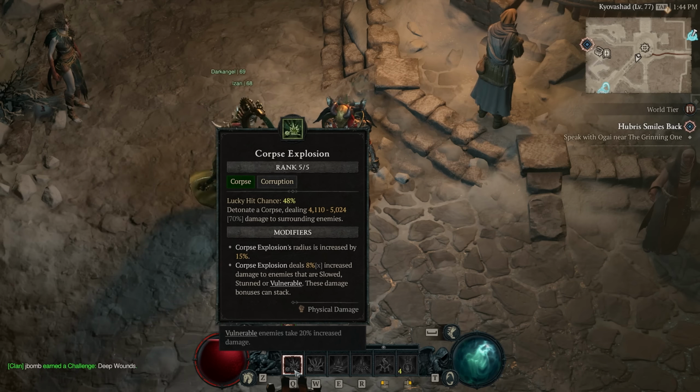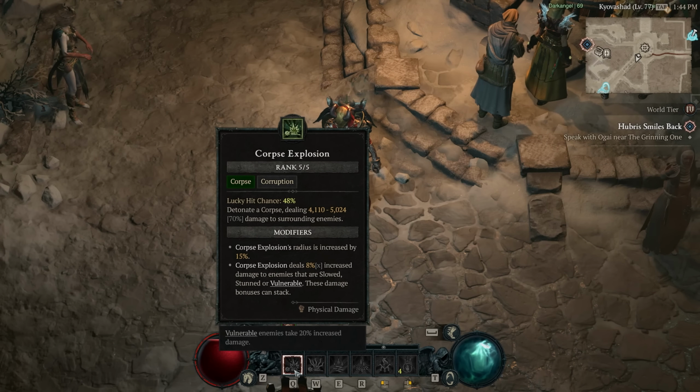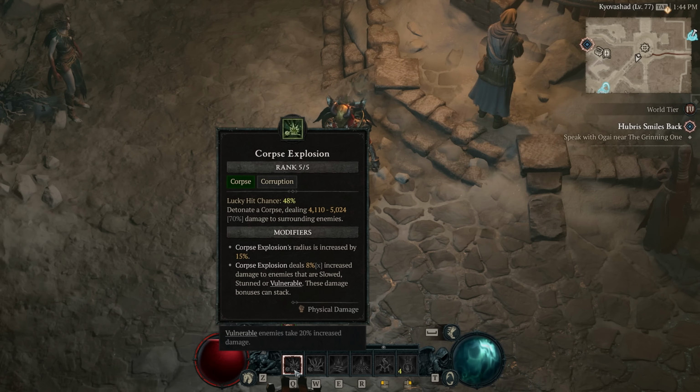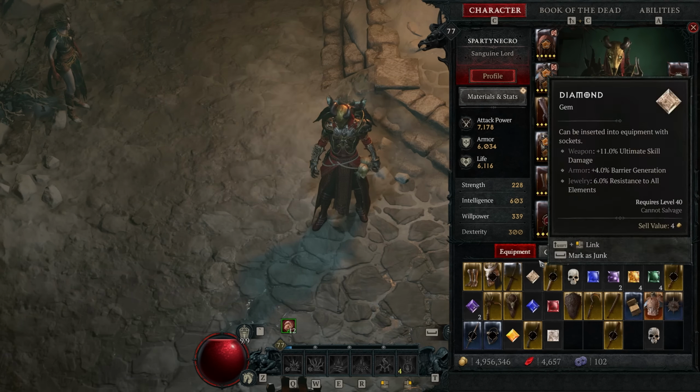You'll see a little X. That tells you it's a multiplicative value. So as we start to talk about additive and multiplicatives, the game will show you if it is additive or multiplicative. Let's take up another example.